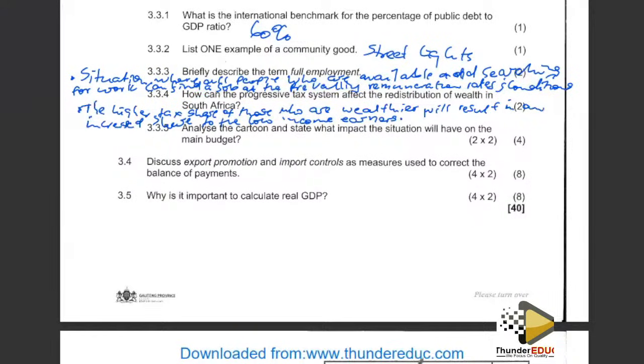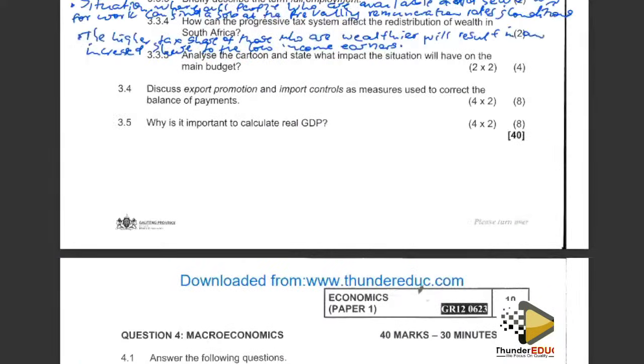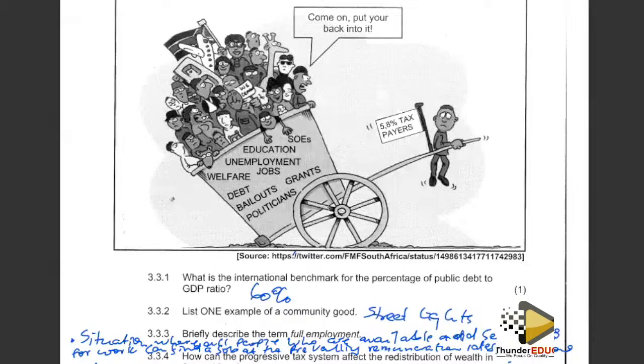The next question we have is 3.3.5. So 3.3.5 reads as follows. Analyze the cartoon and state what impact the situation will have on the main budget. So now when you analyze the cartoon, grade 12, let's check this cartoon. When we check this cartoon, we observe that it indicates that the current taxpayers of 5.8% is totally inadequate for government expenditure. Also, the revenue that will be collected from the small base of taxpayers cannot sustain all the responsibilities in providing for the nation.